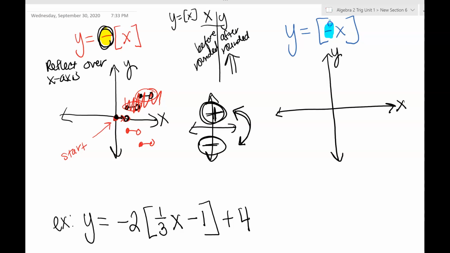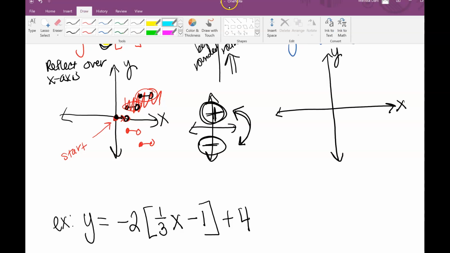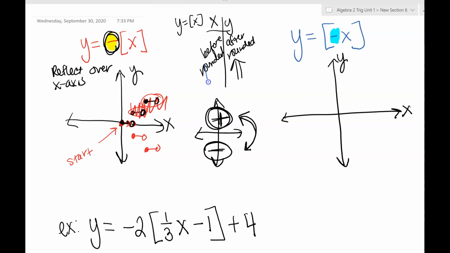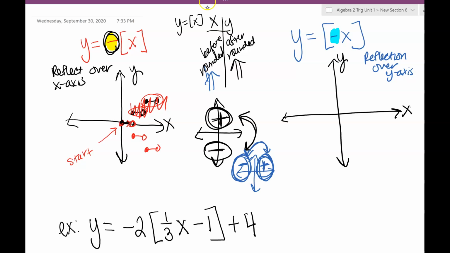So what happens when the negative is in here? Okay, the negative would be affecting the x before you do the rounding. So it's going to be changing the x values. So think about how x values are set up on a graph. All of the positive x's are on this right side of the graph. The negative x's are on the left. So if you're changing a negative to a positive and a positive to a negative here, you're kind of flipping it from left to right, like the pages of a book. That is a reflection over the y-axis. So changing the x-coordinate actually flips over the y-axis.